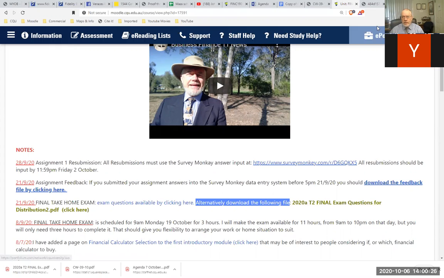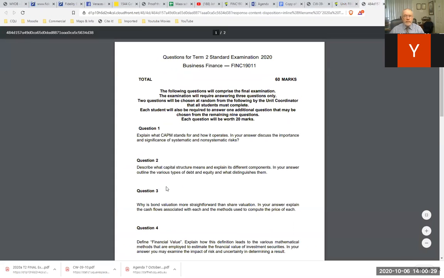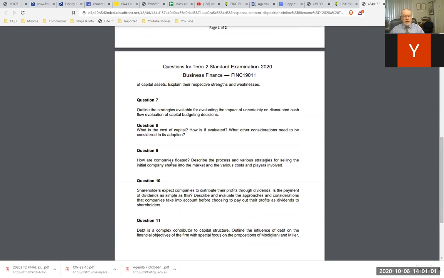When you download those questions, you'll come up with this page, and it's simply the questions for the Term 2 Standard Examination 2020 in business finance. Okay, I do recommend that you prepare for these questions between now and the exam day, if you haven't started already. And you should notice there are 11 modules in the unit, plus today's review, and there are also 11 questions. And so you can see that the questions roughly follow module by module.